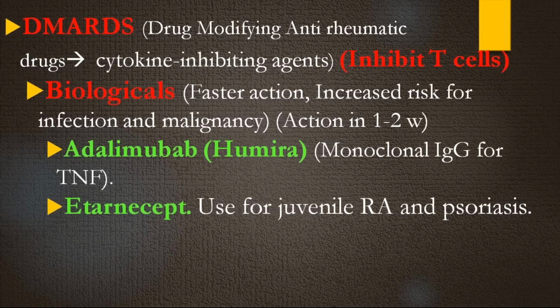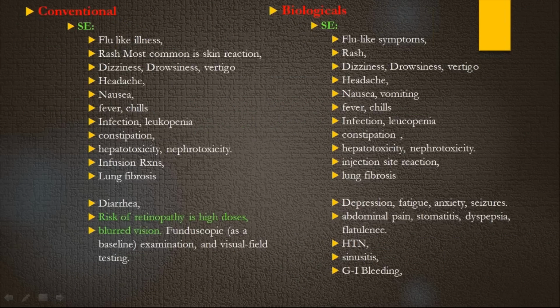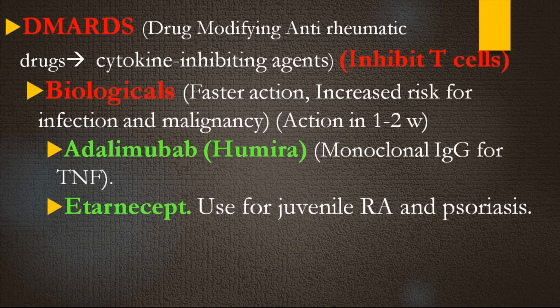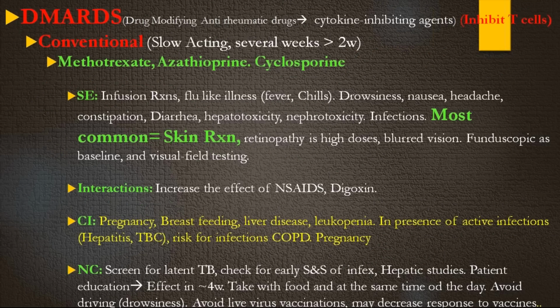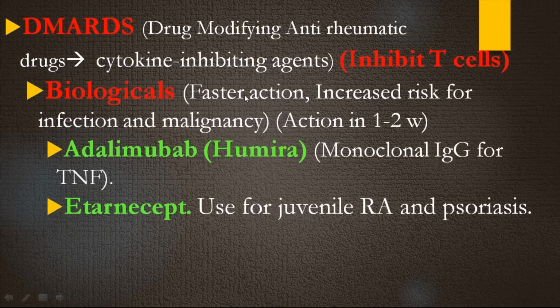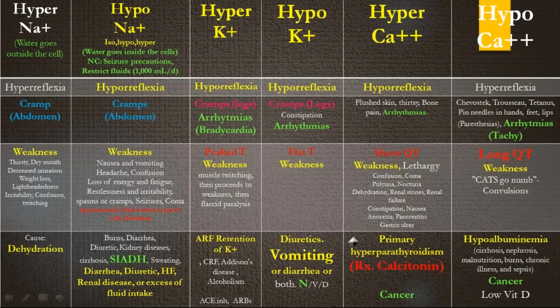All right, so we have the biological DMARDs that take action in 1 or 2 weeks. And the conventional DMARDs are going to take more than 2 weeks. Conventional DMARDs, more than 2 weeks for effect, and the biological DMARDs, this is the Humira. The Humira is the latest generation of these, and it is going to take action in about 2 weeks. That's all we need to remember.